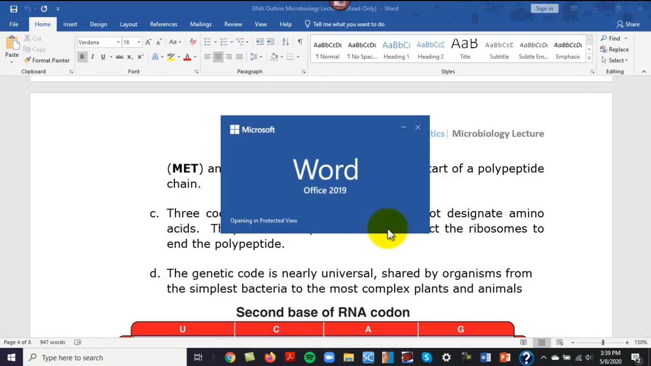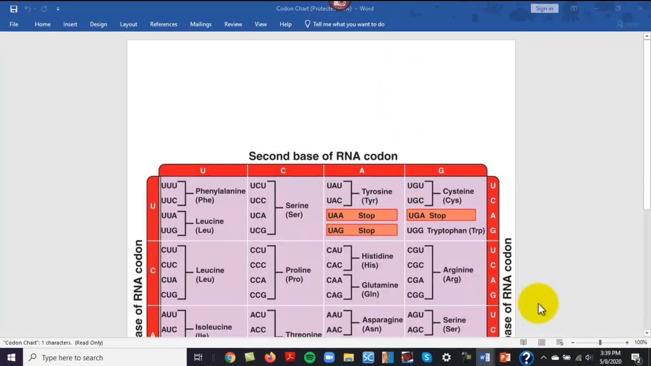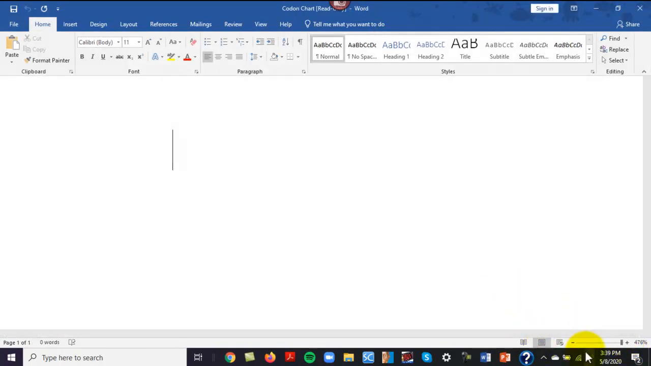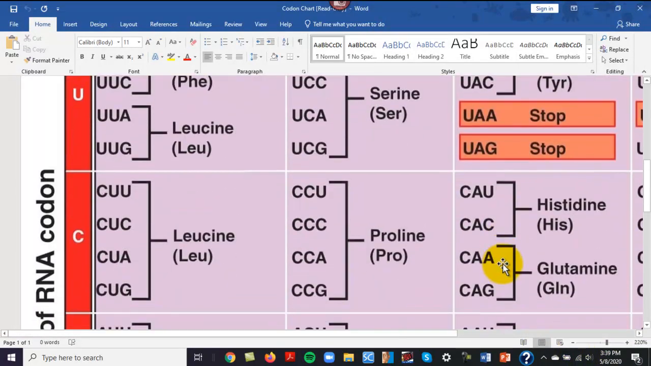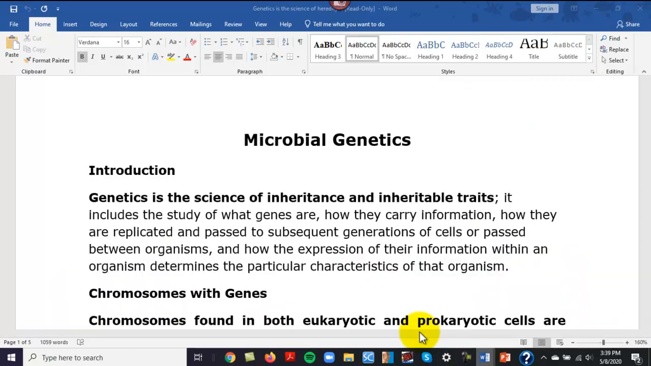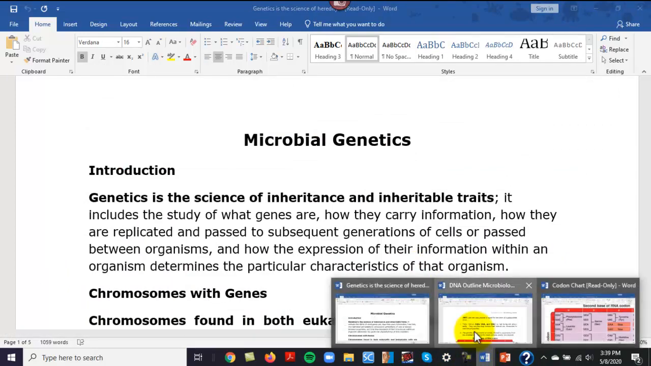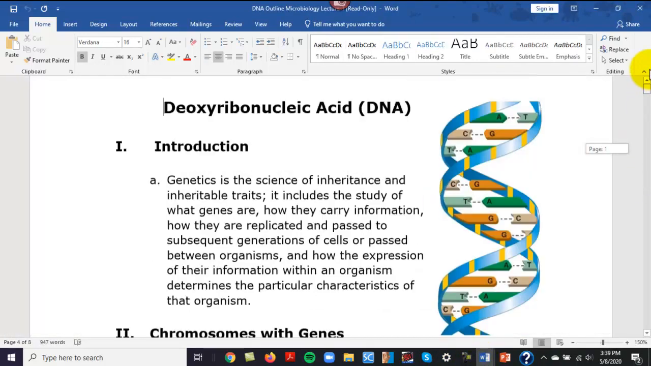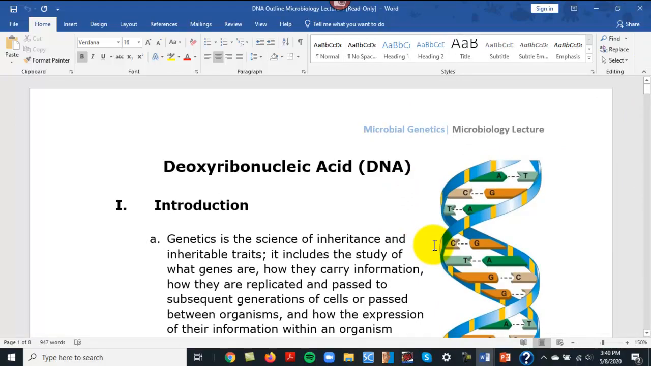It's also in the outline, but if you wanted to have this separate for whatever reason, oops, I didn't mean to make it that big. I think that's twice it's happened. And you'll get the gist of what this is. These are the codes for how the transfer RNAs know where to attach. This is phenylalanine, leucine, things like that. Okay, so let's go ahead and get started with our breakdown of microbial genetics.